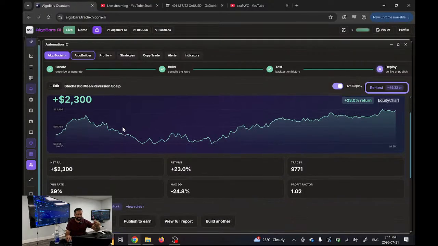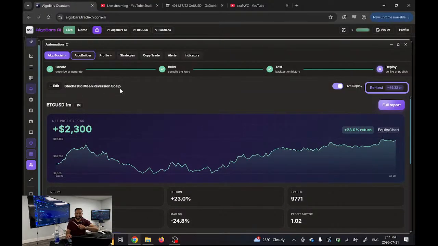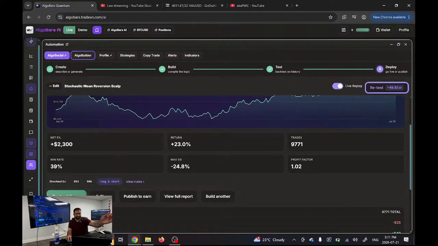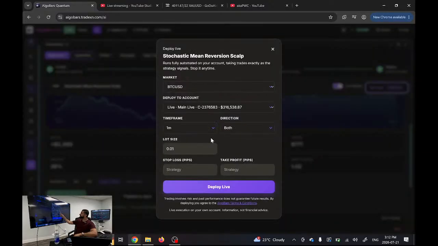So there we go. It has now built this strategy. It called it Stochastic Mean Reversion Scalp, whatever that means. But 23% return on a $10,000 account in 1 month, fully automated. And then all you have to do is, look, you can see all the return. It did 9,700 trades. That's the win rate, profit factor. You can see the full report. And if you click deploy it live right here, you just select your account and time frame.